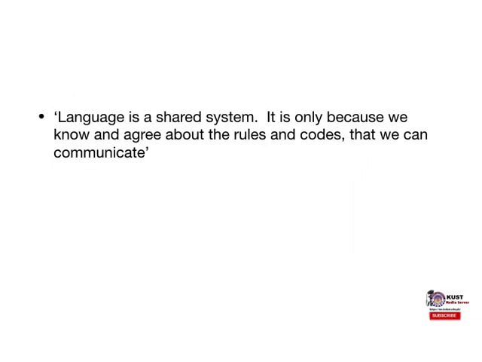The important thing is that language has a key significance in semiotics. Language is a shared system. It is only because we know and agree about the rules and codes that we can communicate. Because of these cultural codes, we are able to communicate, because we have assigned a value or meaning to things. If you take out the values or meanings, even language won't be workable. Through conventions, over a period of time, through discussions and traditions, we assign values to words.